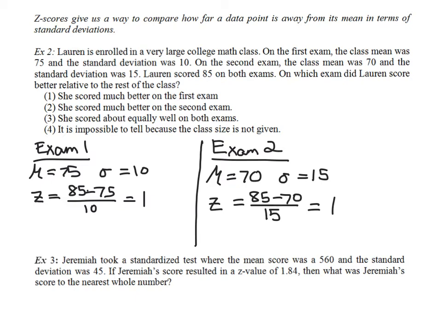So regardless of which exam I'm looking at, she got the score of 1 standard deviation above the mean for both tests. So what that tells us is that choice 3 is correct. She scored equally well on both exams because in both cases she got 1 standard deviation above the mean. That was her z-score.